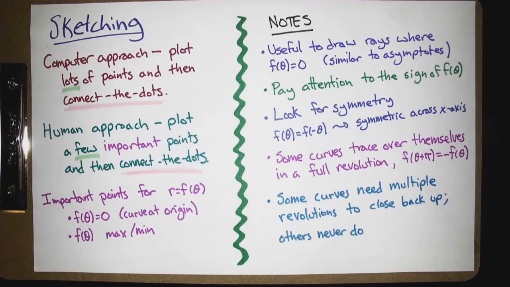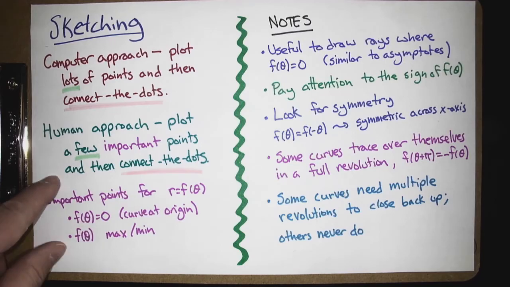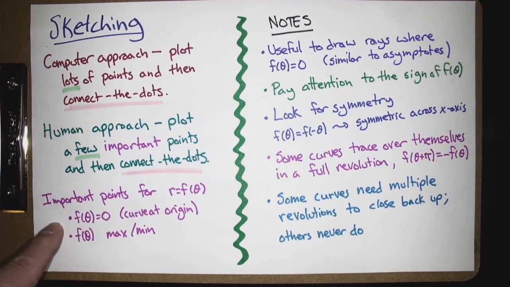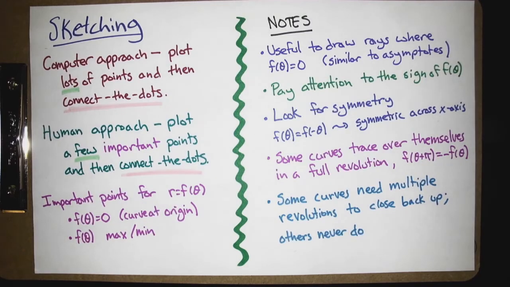So how do we make our connected dots? Well, instead of many arbitrary points, we pick a few important points. You might say, well, how is a point important? It's important insofar as it says something interesting about the behavior of the curve. For us, we're going to worry about basically two things. When are we at the origin? So when does f of theta equal 0? That's a very interesting point in polar coordinates, because everything always comes back to the origin. We're always talking about how we relate to the origin.